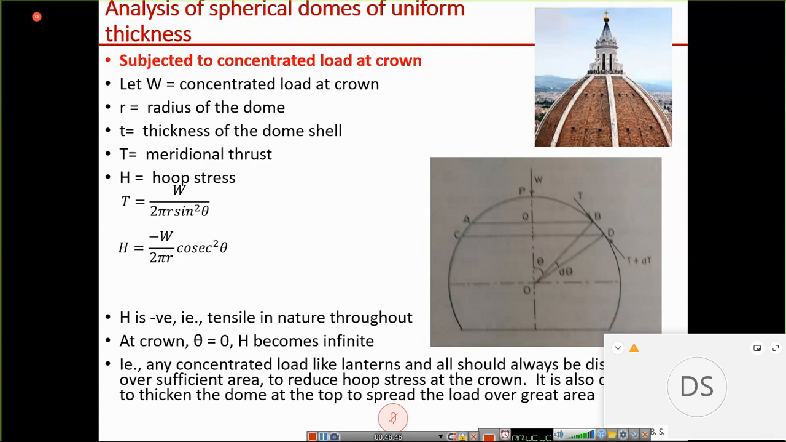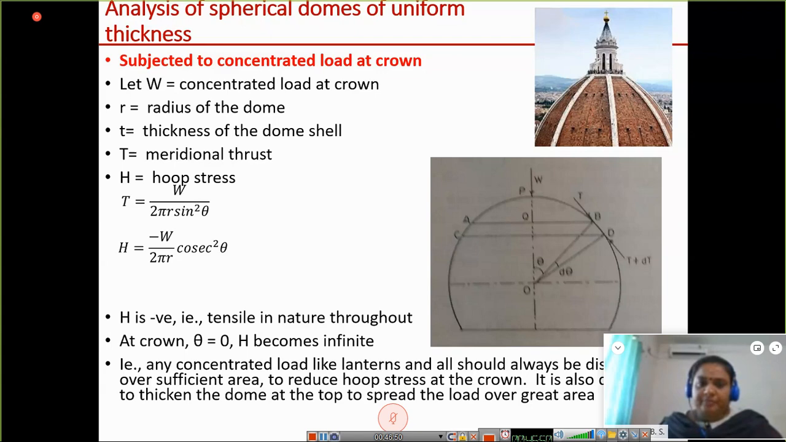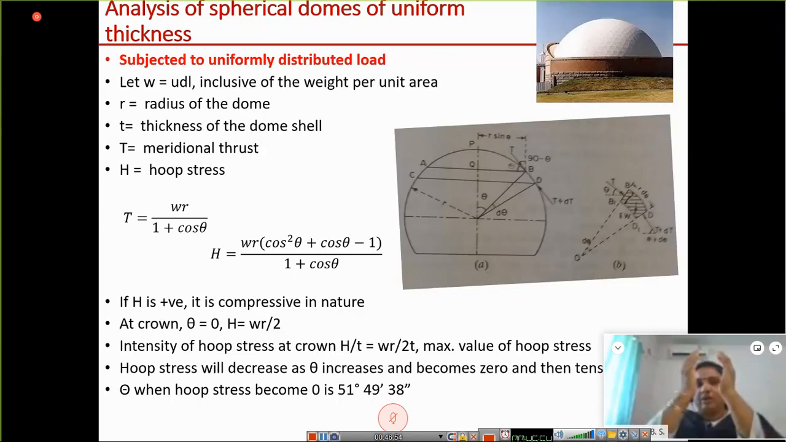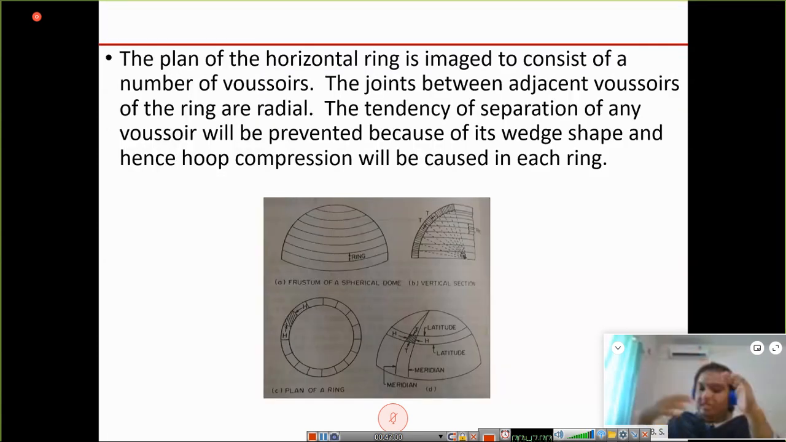So I got another question: how do wind loads affect domes? We will have the wind effect, right? It is actually on top of the roof, so the wind load acts like this. So it will also impart the same kind of UDL onto the structure.